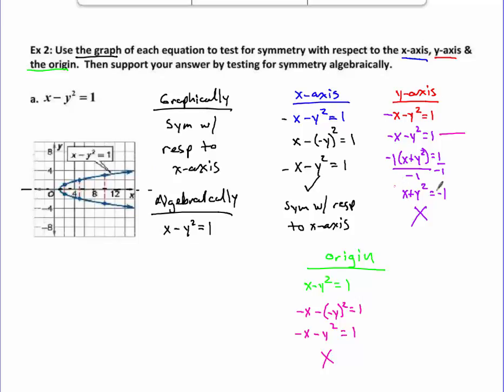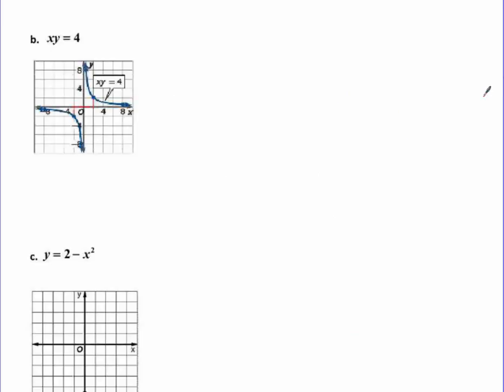So there's 2 more examples on the next page. I want you to try both of those. So try to determine if they're symmetric with respect to the x-axis, the y-axis, or the origin, and do all 3 tests, and also say what you think they are graphically. And that is it for functions and symmetry.